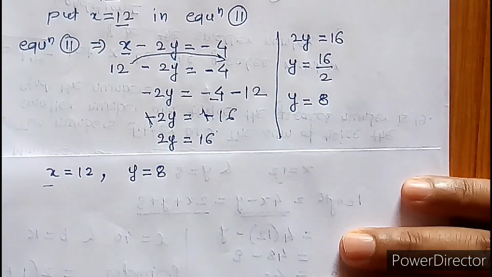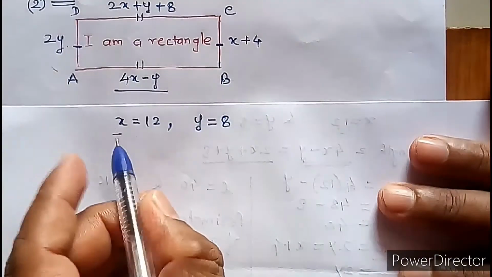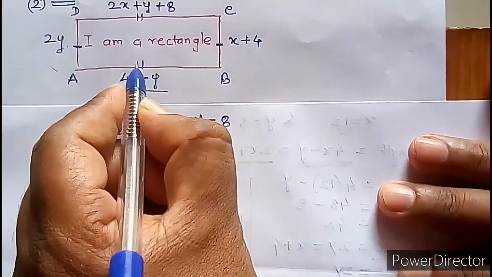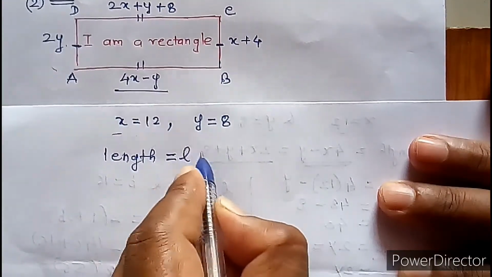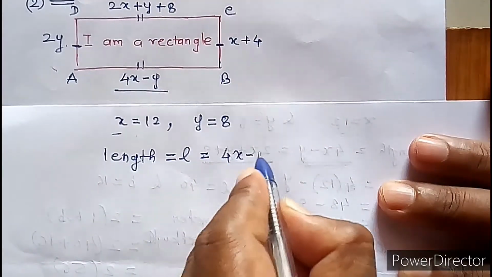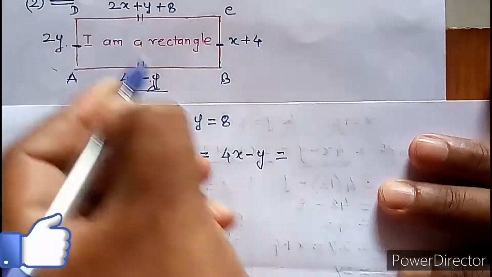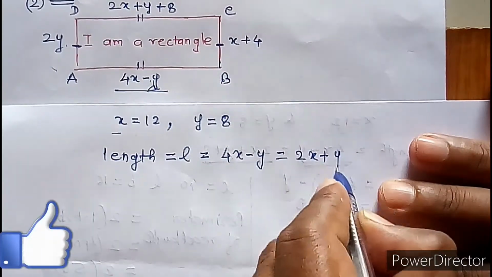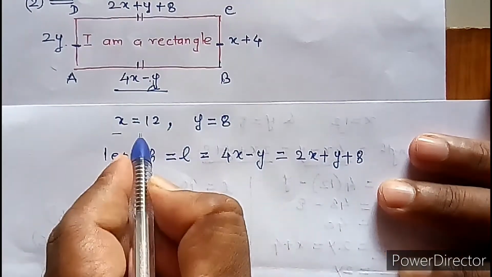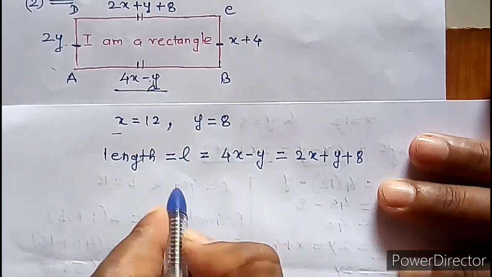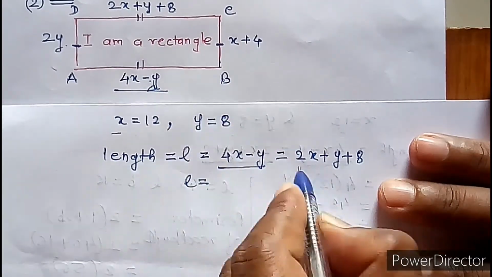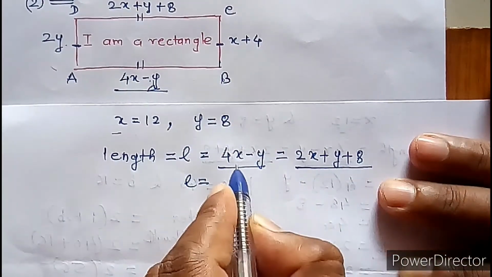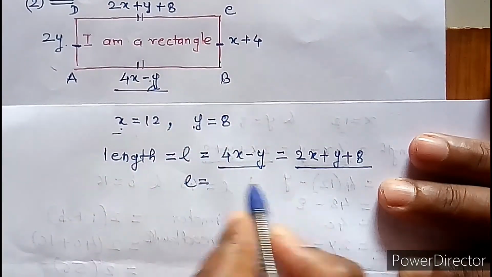Now here we have to find the value of length and breadth. In this figure you can see that this is the larger side, that's why it is length. Then length L equals to 4x minus y, this side, or this side, that is 2x plus y plus 8. If we put the values of x and y here, we can easily find the value of length. Therefore L will be equals to, either you put the values of x and y here or you can put the values of x and y here.